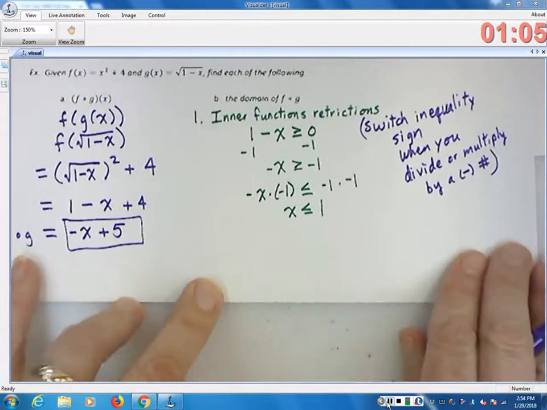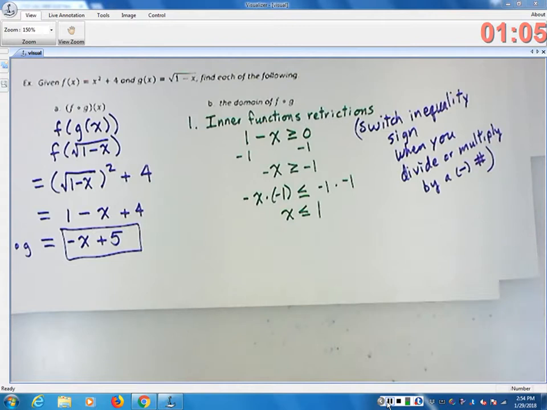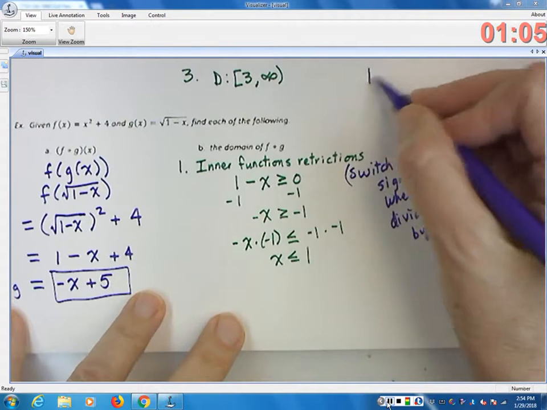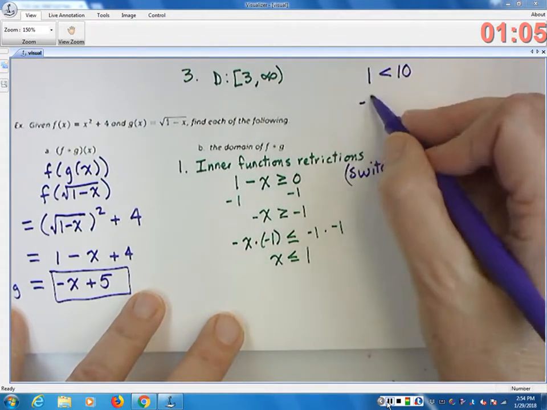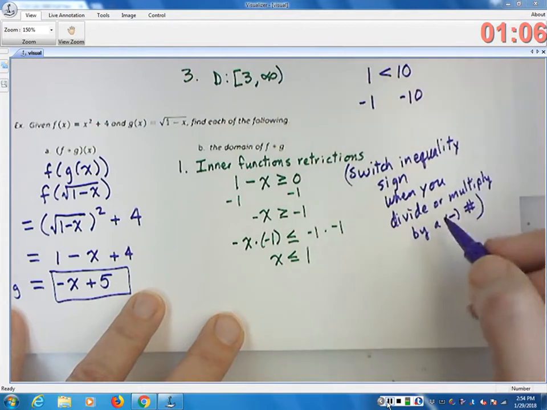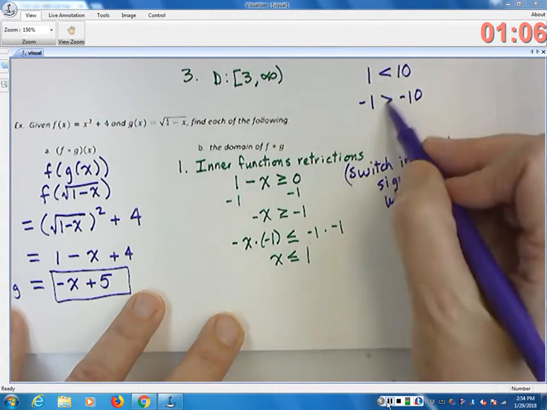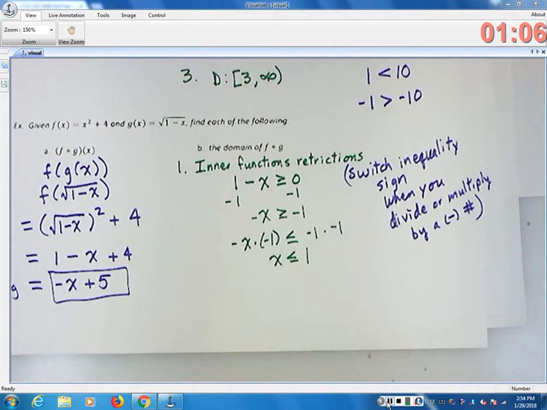Okay? So, if you're not sure, you can put in a simple example. Like, 1 is less than 10. What happens if I multiply through by -1? -1 and -10, which way does the inequality go? Greater than. We had to switch it. So 1 is less than 10, but -1 is greater than -10 when I multiply through by -1. To show you with just numbers, if you forget the rules, you can just take some numbers and try it. That's what I did all the time.